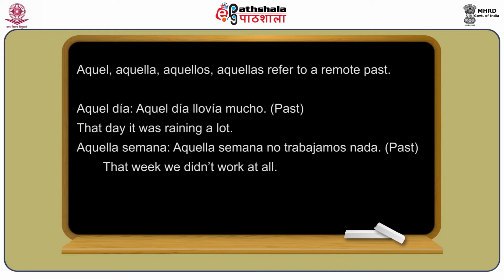So this was whereby ese and esa mean past, and aquel, aquella, aquellos, aquellas refer to the remote past. For example, aquel día llovía mucho, meaning that day it was raining a lot. So it is a remote past. And if I say aquella semana, meaning that week, aquella semana no trabajamos nada, meaning that week we didn't work a lot. We have just seen how these demonstrative adjectives are also used to talk about the time frame.